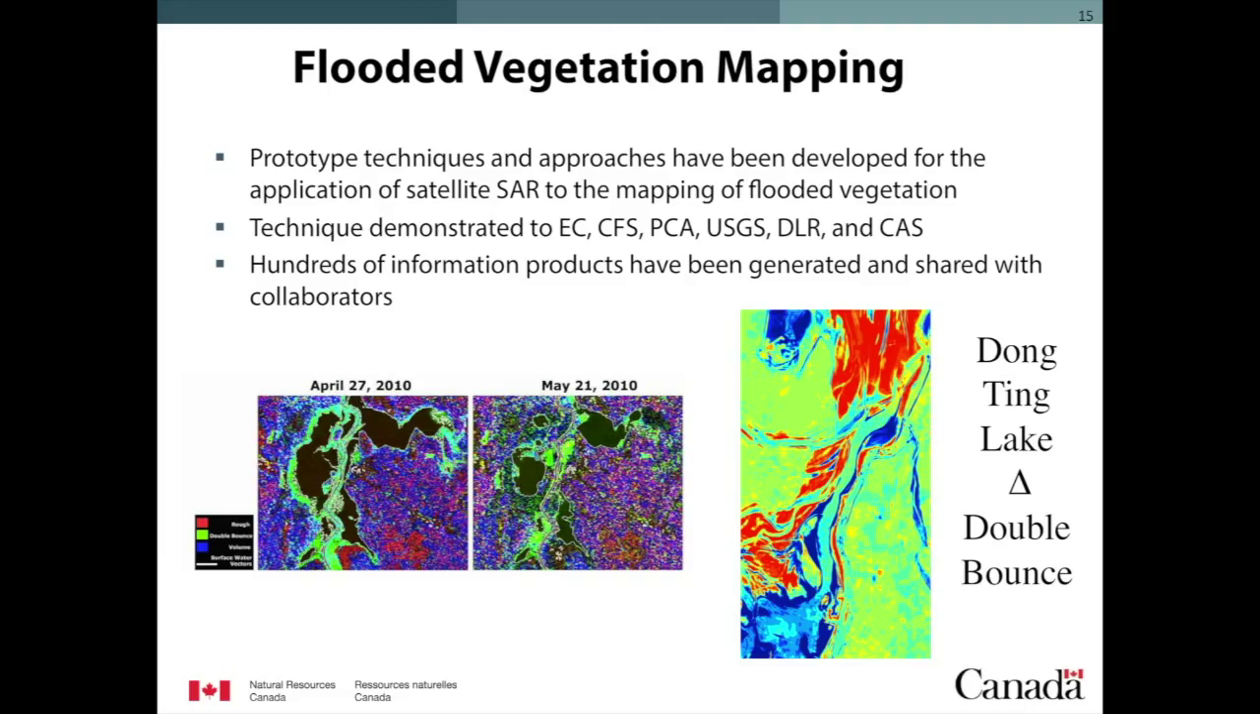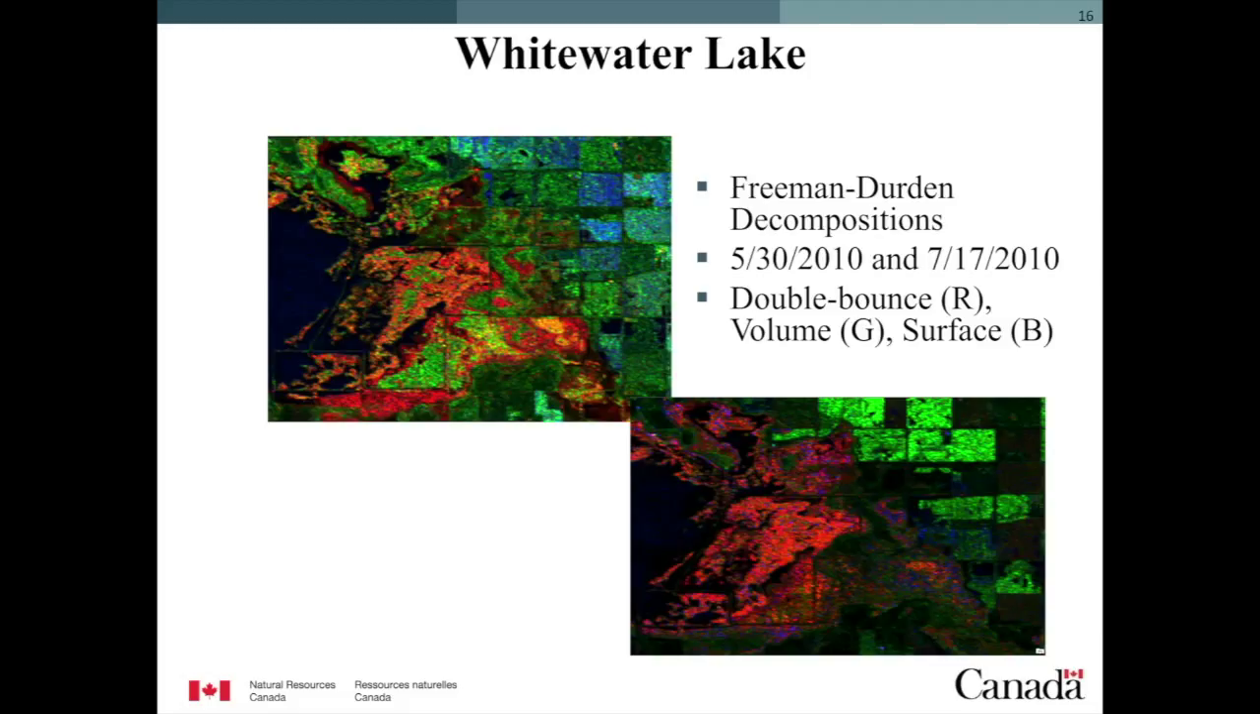We've also been using compact mode and can do very similar results with compact polarimetry. And I'm not going to get into that today either. So here's an example from Whitewater Lake in Manitoba, where we've got the Freeman-Durden decomposition from May and another one from July. And in particular, the marsh shows up as that red color.